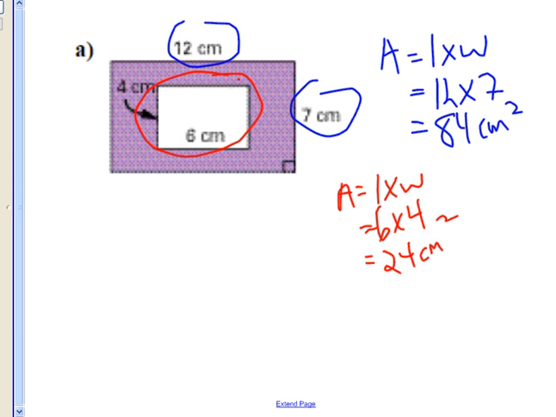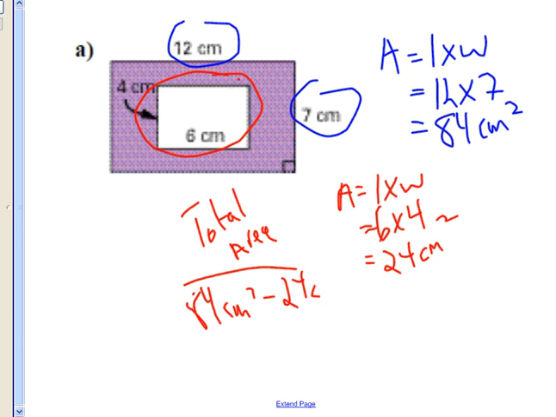Now that I know both of them, for the total area, all I'm going to do is take 84 centimeters squared, subtract 24 centimeters squared, and that equals 60 centimeters squared. Some of you, I know you got that answer, and I'm not going to dispute whether you're right or wrong. The big thing I want to point out, though, is that you don't have to make things so complicated.